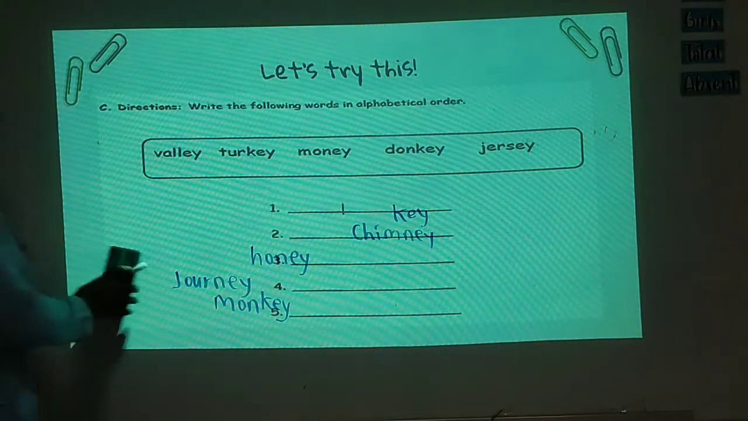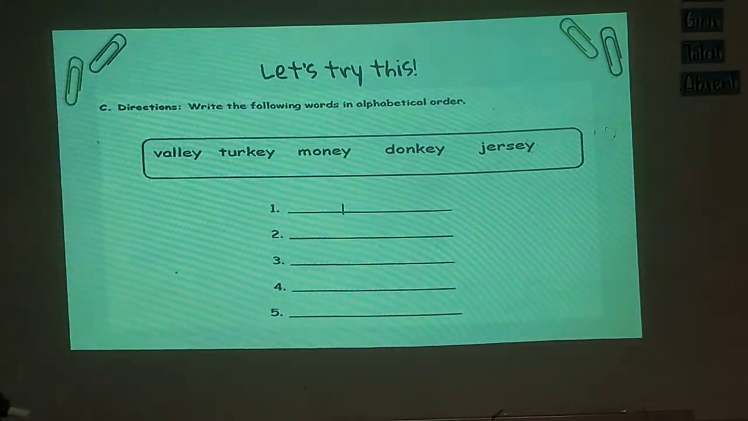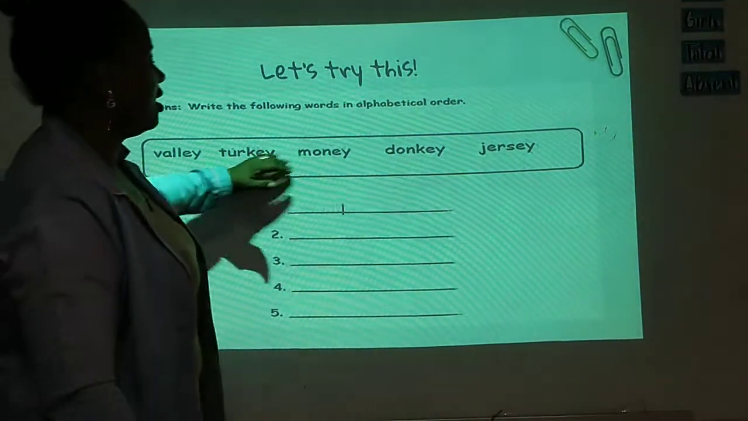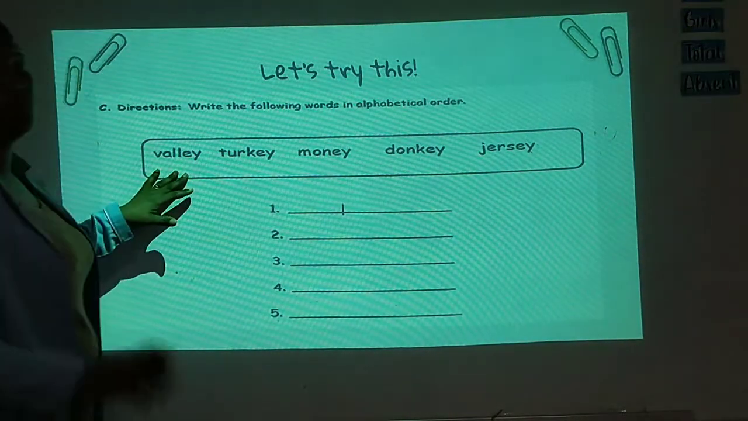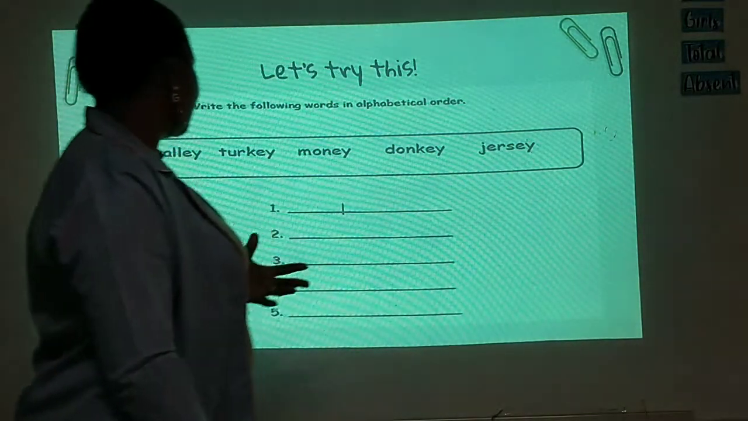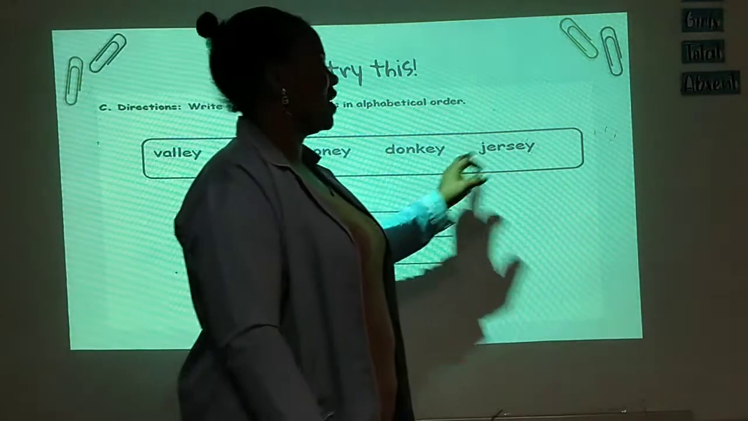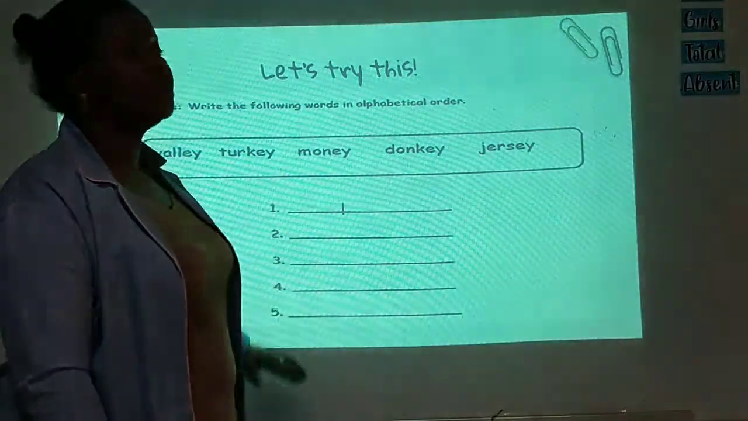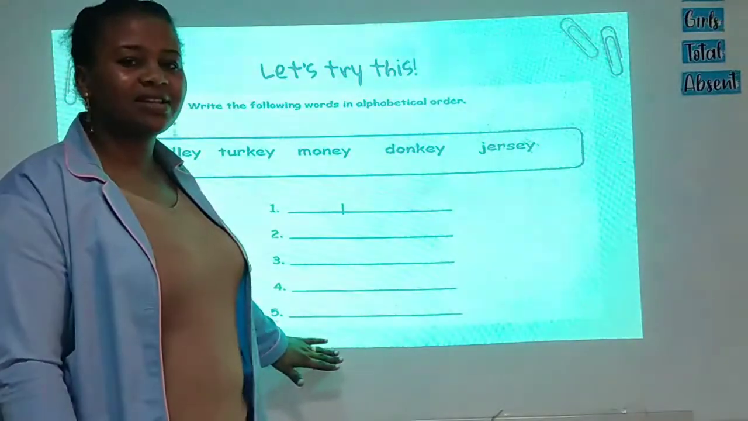This is about alphabetical order. You want to order these words alphabetically. So we have valley, turkey, money, donkey, jersey. Now if you look at these words, you will notice they all ended with Y. Or rather still, they all ended with EY. So we want you to look at them very well and then arrange them alphabetically. I did the previous slide for you. I want you to do this very slide for me.